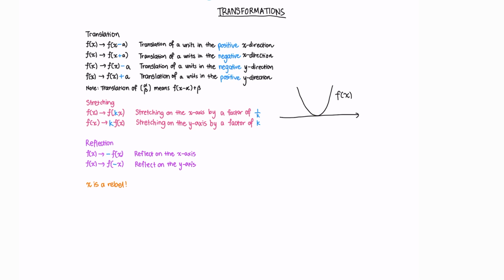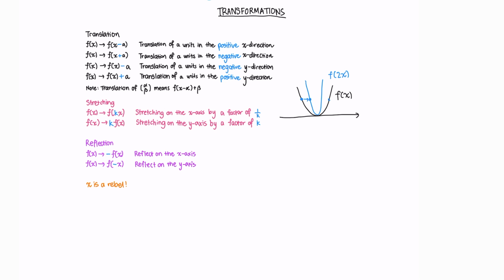Now for the x direction, let's say we want f(2x). So f(2x), if we look here, it means a stretching on the x-axis by a factor of 1 over k, or in our case, half. Remember, for any f(kx), this means that it's a stretching on the x-axis by a factor of 1 over k, not k. That's why I say that x is a rebel. So let's look at the graph over here. What will f(2x) do? It's a stretching by a factor of half.